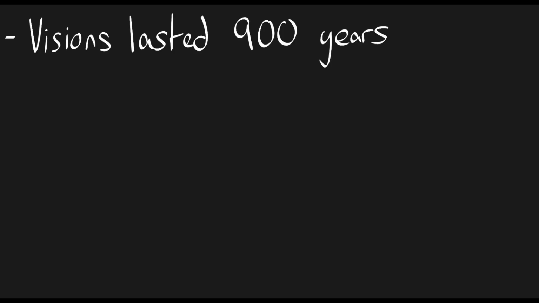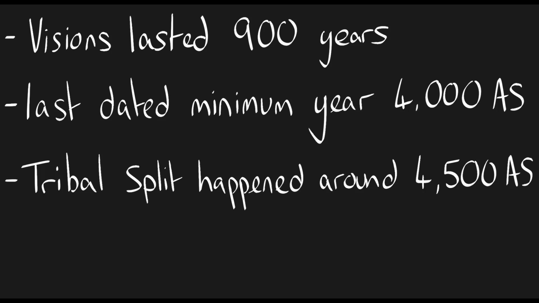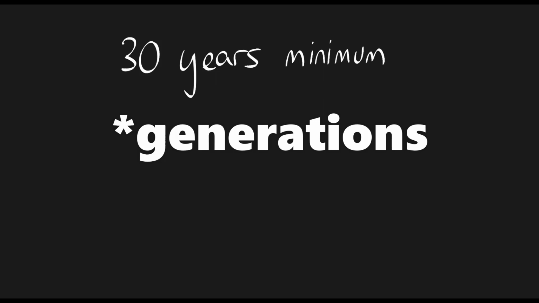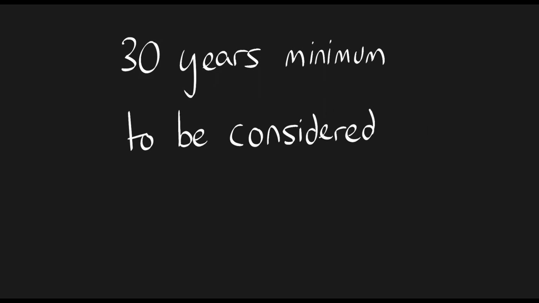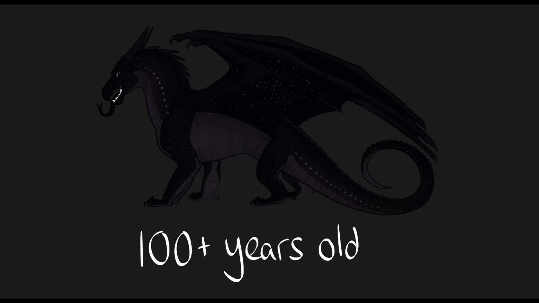From everything I've looked at, it feels like Clearsight wouldn't have seen the creation of the Hivewings in her visions. Those visions lasted 900 years, and were last dated at the latest around the year 4000 AS. The tribal split didn't even happen until 500 years later, in the year 4500 AS, so it was actually outside of her vision range. It's not clear at all if she saw her descendants start to marry together, but considering how it takes a good 30 generations for the original DNA to get small enough to be considered as good as gone, a minimum of 500 years needs to have passed after the last clutch of eggs that Clearsight would have had.